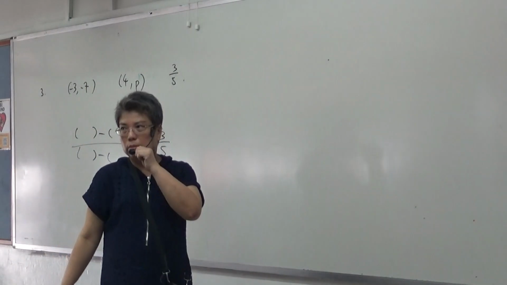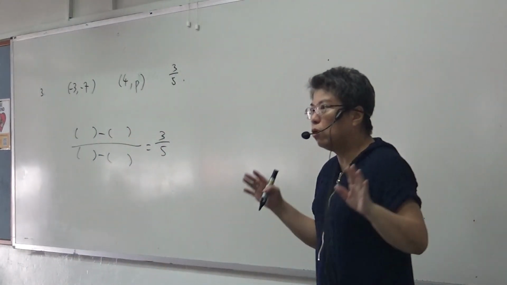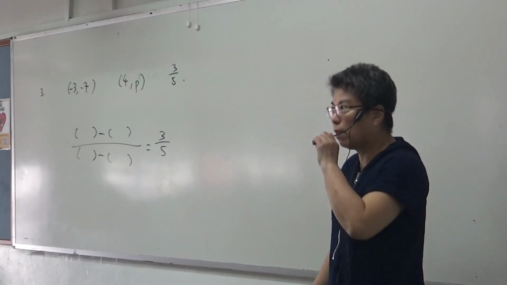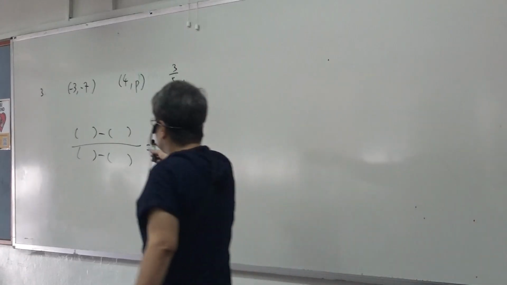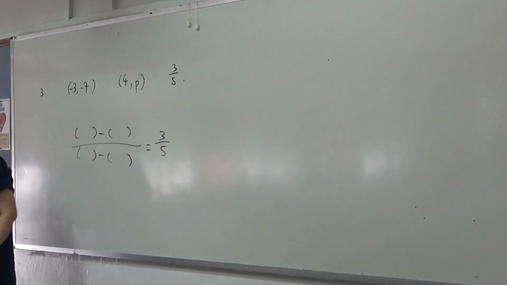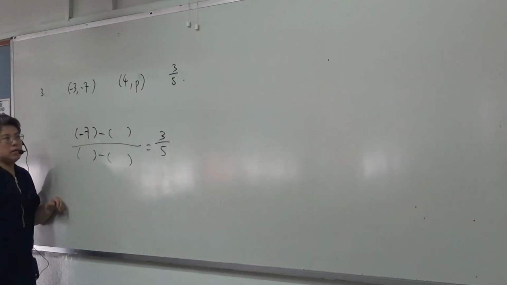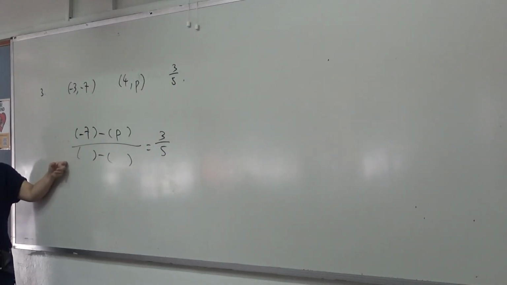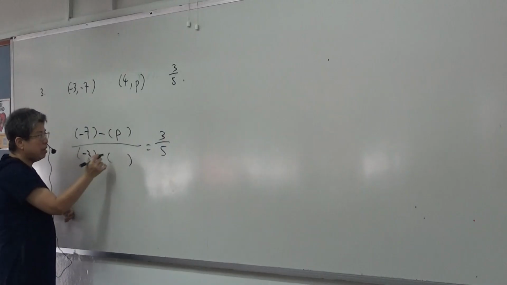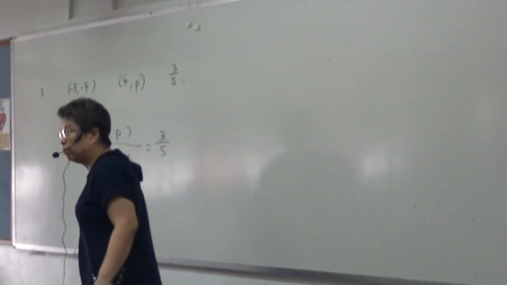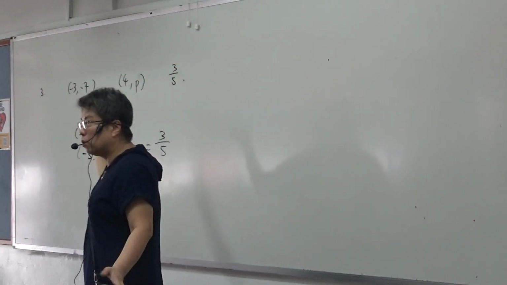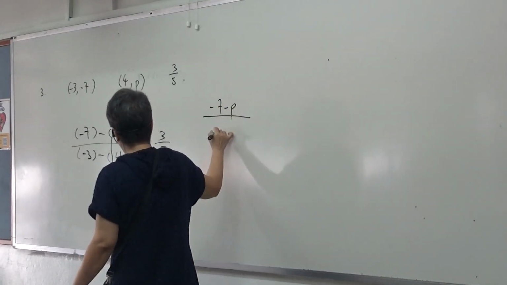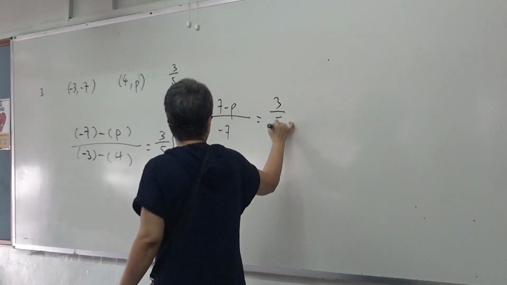I will call the people. Do you even know you got to start like that? Do you know you got to start like that? Gradient equals to, correct? Okay. Joven, yes. What's the top? Negative 7 minus b. Very good. Then the bottom. Negative 3 minus 4, correct? If you go the other direction, can? Also can, but it must be consistent. Okay? Negative 7 minus b over negative 7 is 3 over 5.